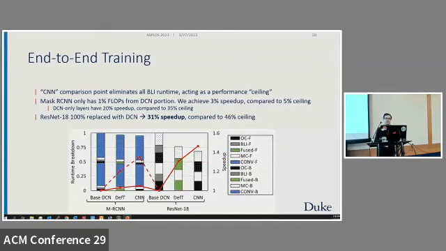For the end-to-end training, we compared against a theoretical CNN type layer that introduces both the offset convolution and main convolution, but without the bilinear interpolation. And the key takeaway from here is if you zoom into the specific deformable convolution layers, we're able to achieve up to 31% of speedup, which is compared to the 46% ceiling, not bad.